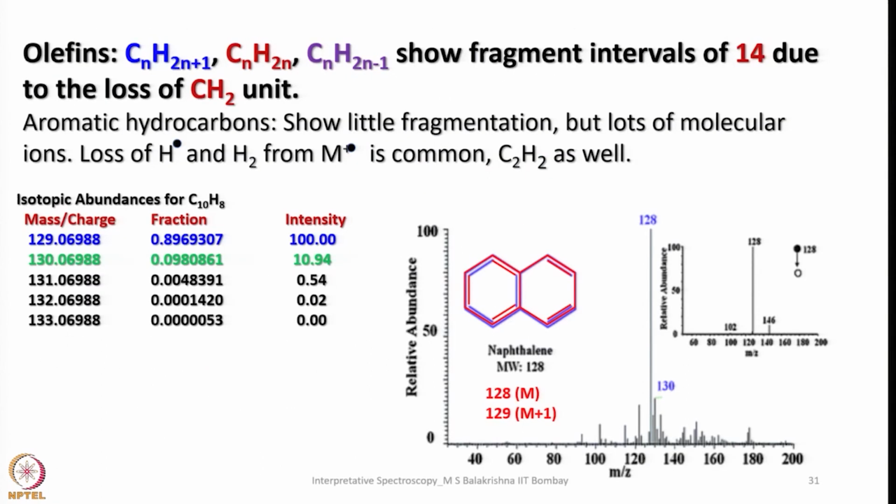You can see the naphthalene spectrum I have shown, 128 here, and 129 is M+1 due to 13C. This shows fragment intervals of 14 due to the loss of CH2 units, and aromatic hydrocarbons show little fragmentation, as I already mentioned, but lots of molecular ions, and this is common. This is a simulated spectrum, and I have shown the intensity values and also M+1.